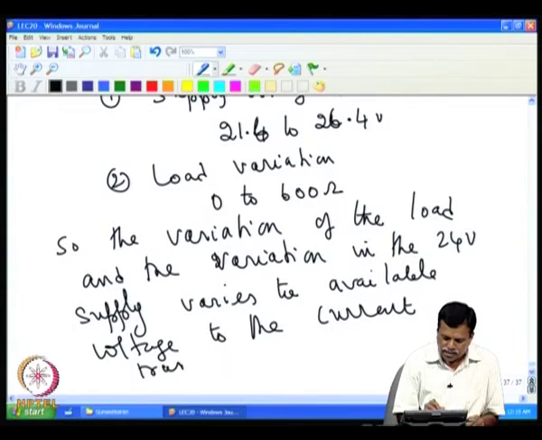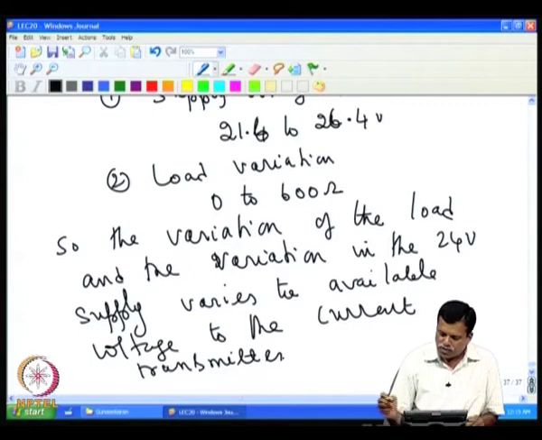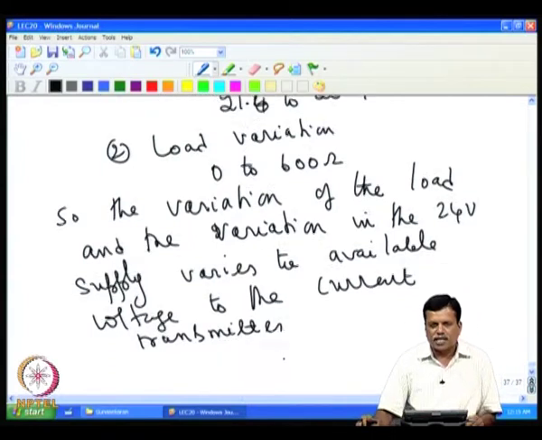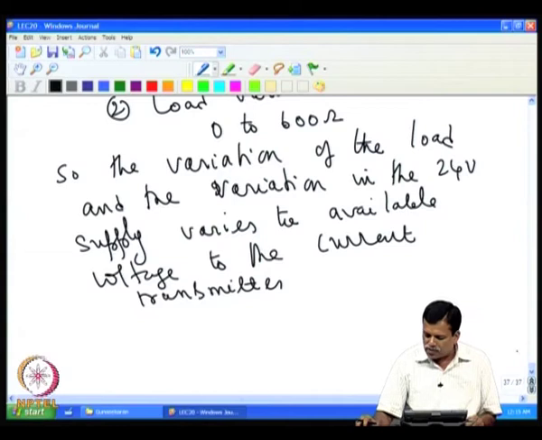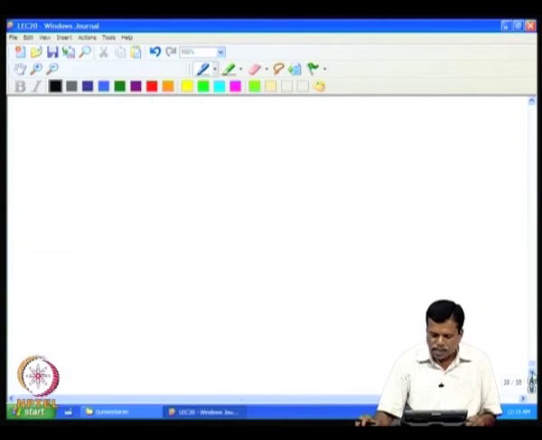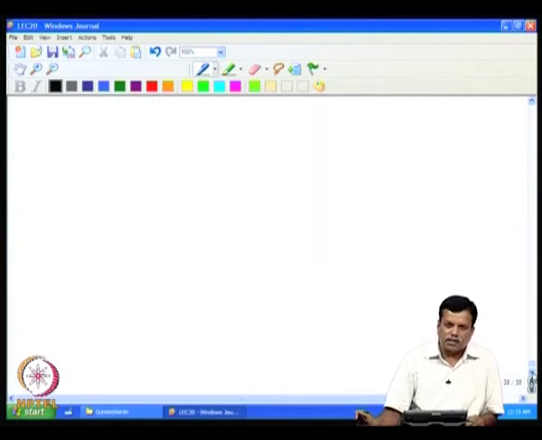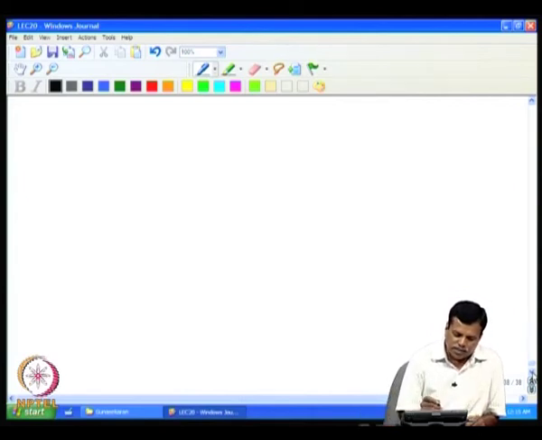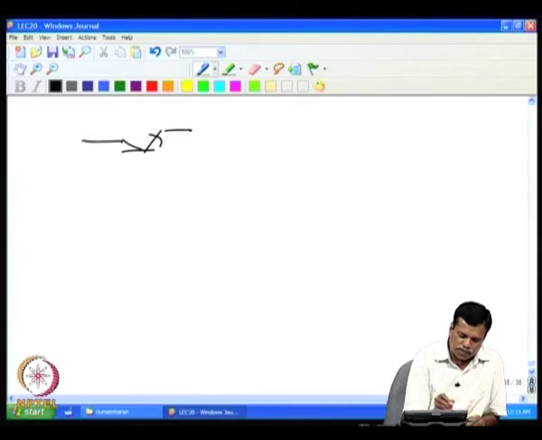So, one has to consider this factor while designing this. Essentially, the supply voltage varies to the current transmitter. To tackle this, we had done a voltage regulator circuit earlier, so the same thing can be adopted in this. One can relook at this. We have designed the circuit earlier for this 4-20 milliampere current transmitter, and the same circuit we use now here.